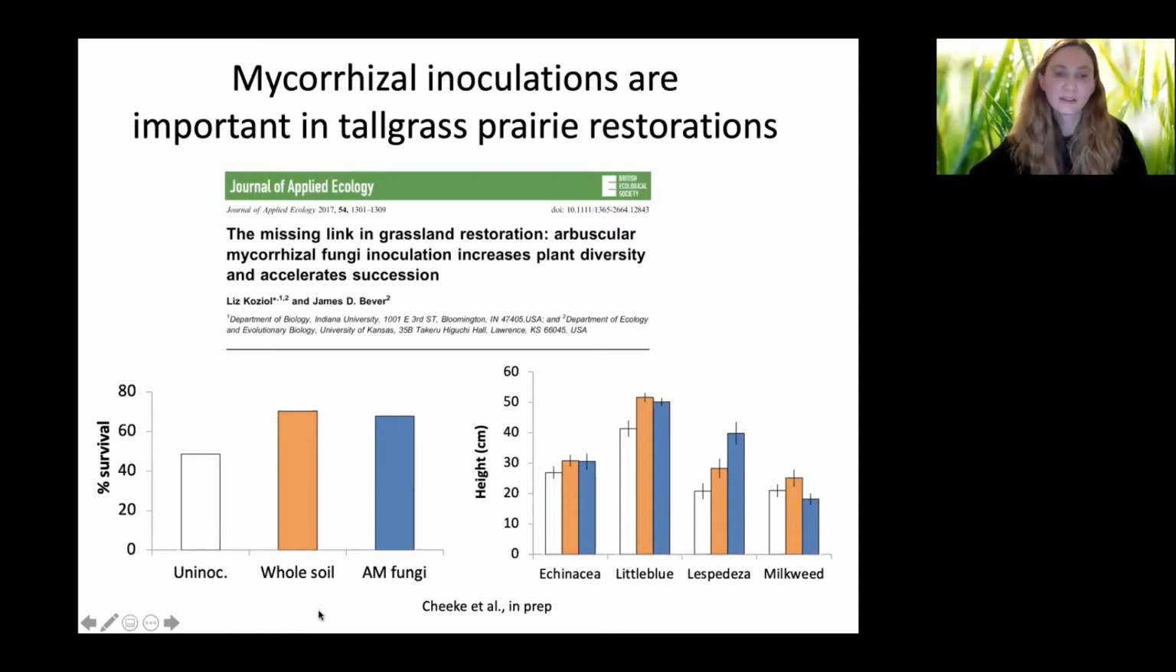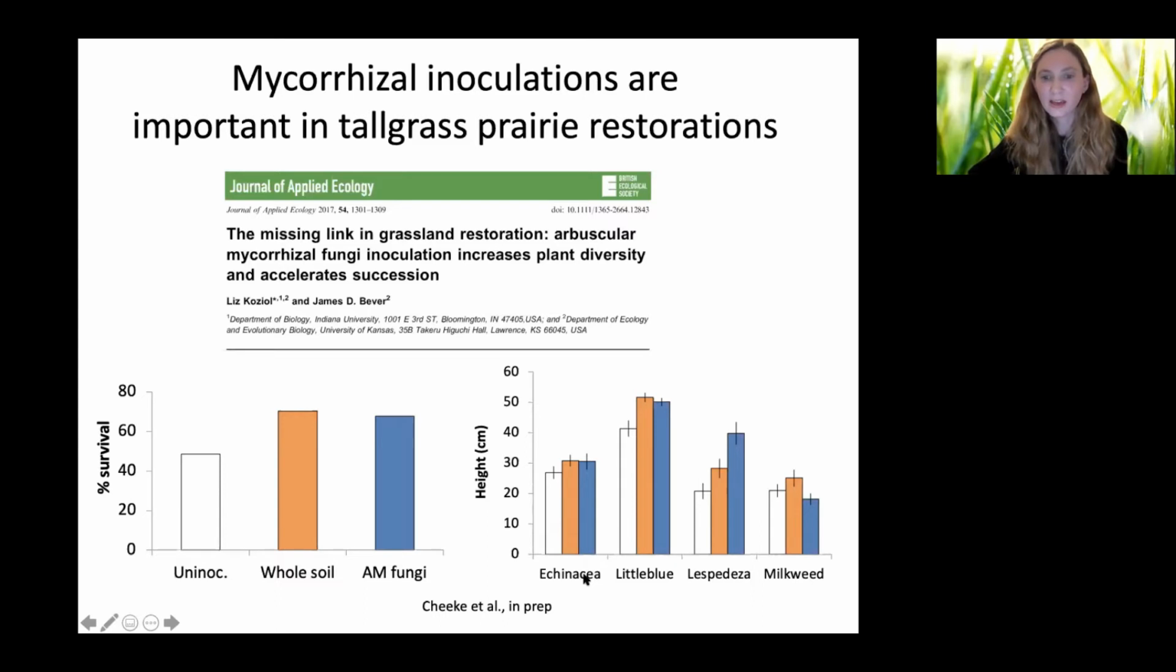And here's some data from the study that I've been doing in Kansas, where I have a tallgrass prairie restoration set up. I inoculated seedlings ahead of time, either with whole prairie soil. So I went to a remnant prairie and collected soil that I inoculated with, or mycorrhizal fungi that were isolated from the prairie soil. And what I found was that the plants that were inoculated with the native organisms had higher survival rates than the uninoculated controls. And the ones that survived also grew better when they were inoculated with the local microbes.